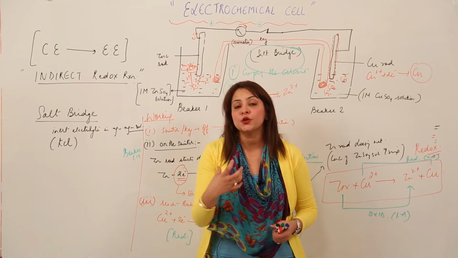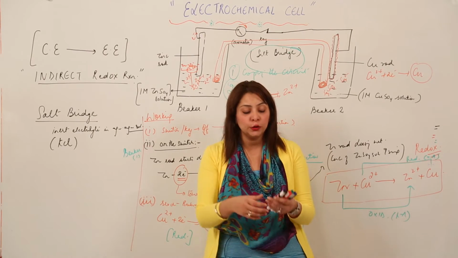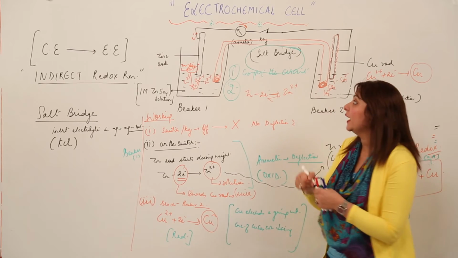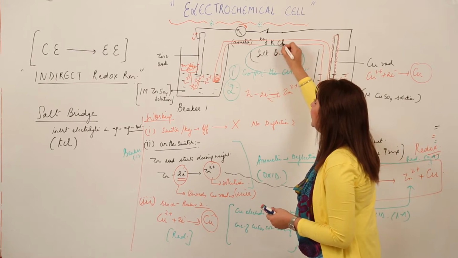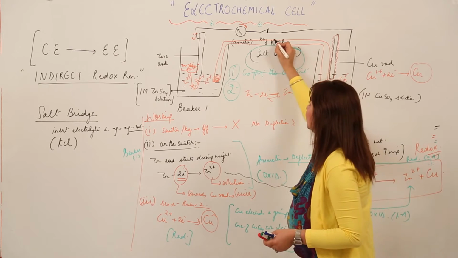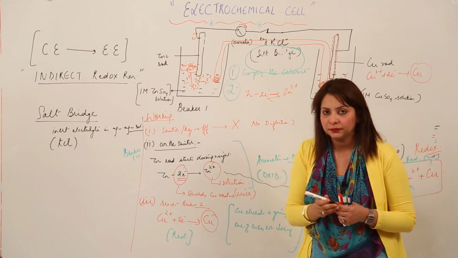So at that moment the salt bridge plays an important function. So just look at the board how it plays. As you know, the salt bridge consists of an inert electrolyte. So that means it has the potassium ions and it has the chloride ions.